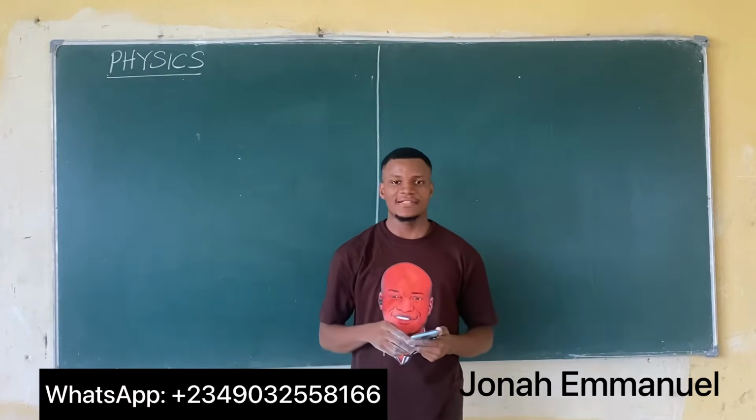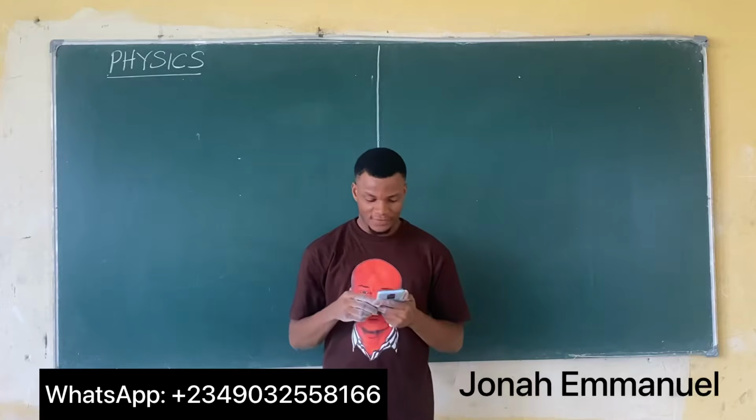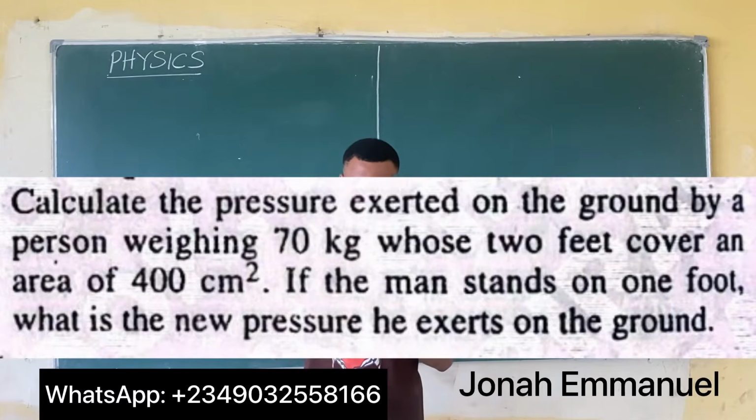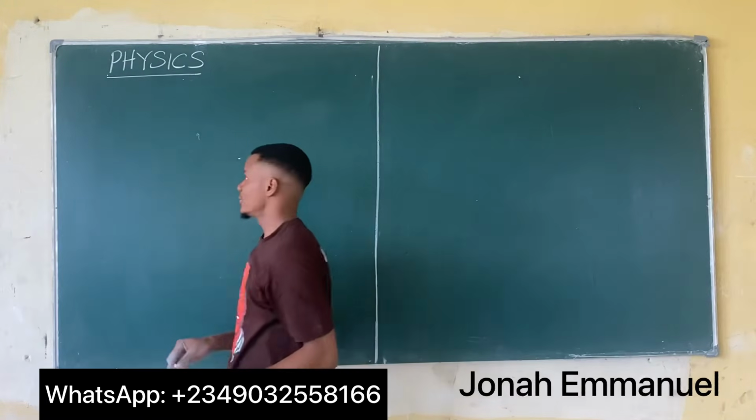So let's take a first example. This question says, calculate the pressure exerted on the ground by a person weighing 70 kilograms, whose 2 feet cover an area of 400 centimeters squared. If the man stands on 1 foot, what is the new pressure he exerts on the ground? Alright, so let's get this done.